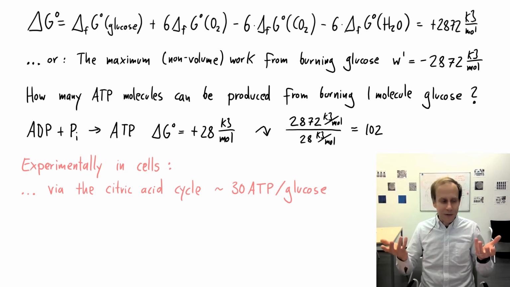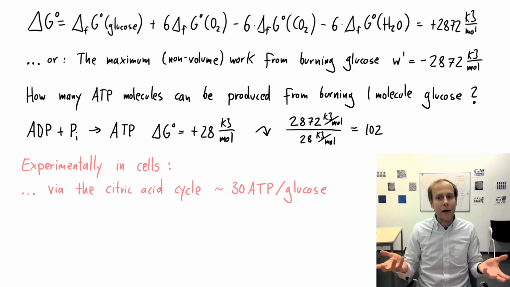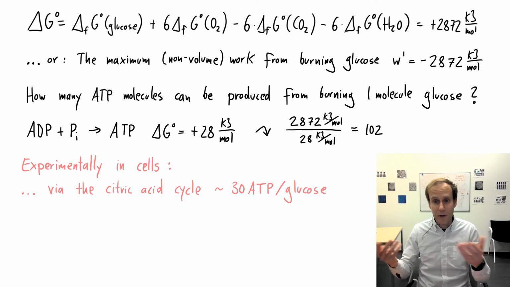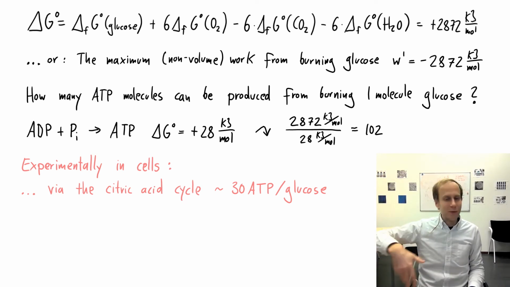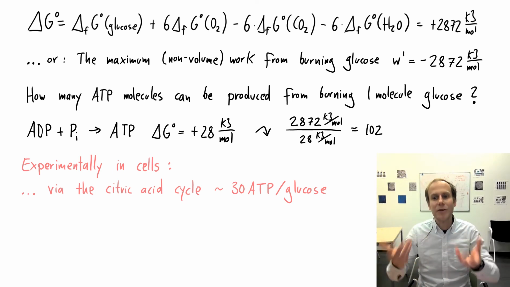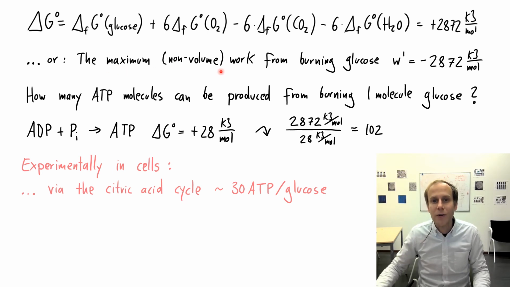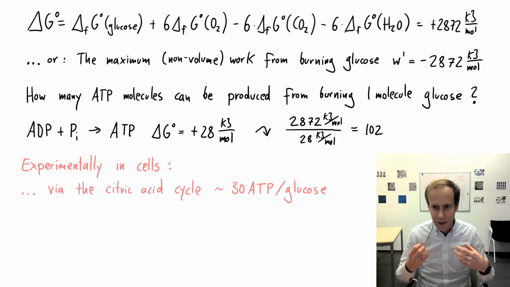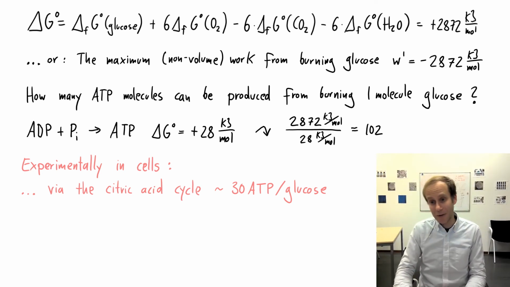So just as man-made machines have certain efficiencies that are not 100% but maybe only 30%, biological machines that are used to synthesize ATP also have a limited efficiency, because they cannot extract all the non-volume work from the free energy change of a reaction. They can only extract a part of it. So nothing is perfect, and biological cells are not either.